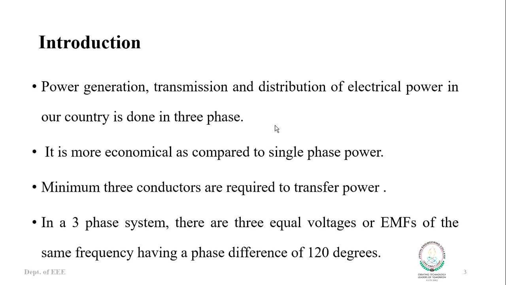In a three-phase system, there are three equal voltages or EMF of the same frequency having a phase difference of 120 degrees. That is, there are three voltages having the same frequency and the same magnitude, but they have a phase difference of 120 degrees. That is a three-phase AC system.